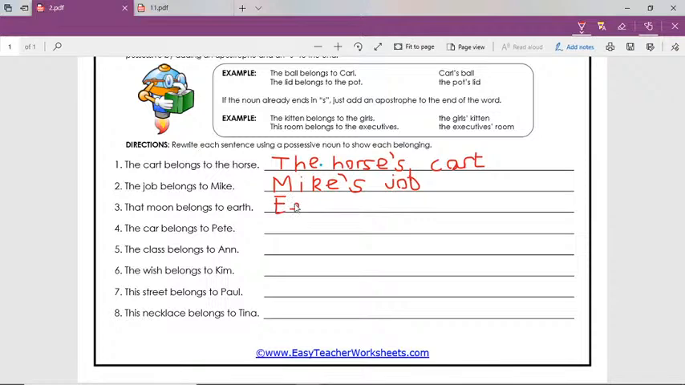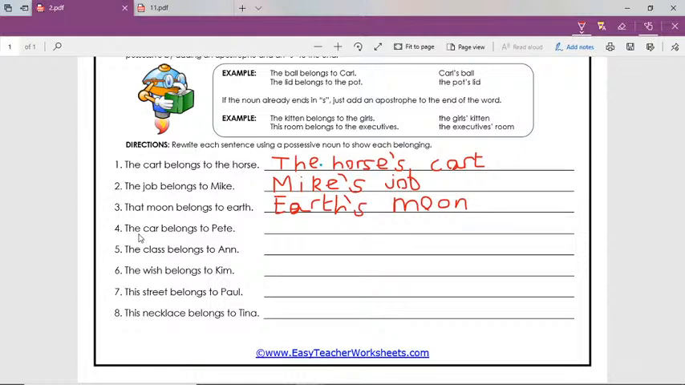So we are saying Earth's moon because it's the singular Earth. Now we could actually say the Earth's moon in this case because Earth is not a non-human noun. We could say Earth's moon, or we could even say the Earth's moon. It doesn't really matter. Remember the apostrophe going after the noun and then the S afterwards.